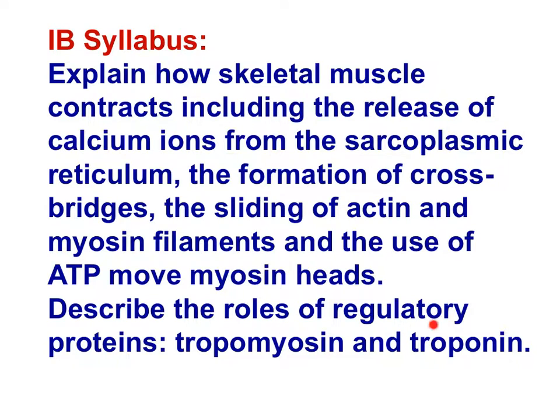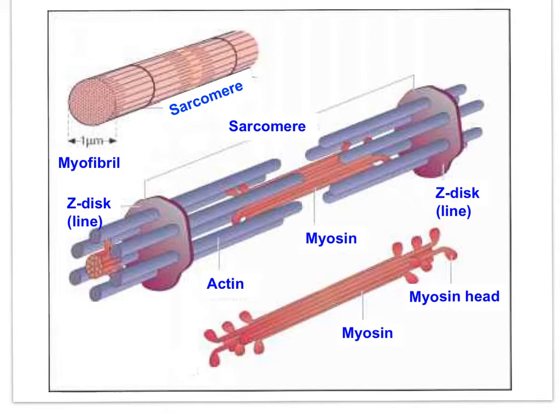Describe the roles of regulatory proteins, tropomyosin and troponin. Here's a nice image providing a three-dimensional look at the sarcomere. You can see the thin actin filaments anchored to the Z-line. It's a protein structure, the Z-line.